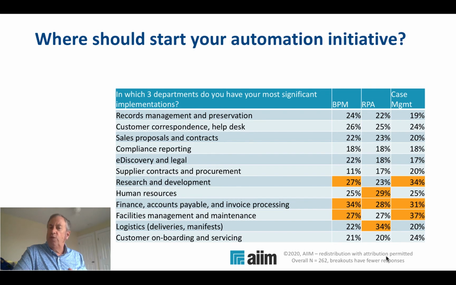So a key question is, where should you start your initiative? And so we asked experienced users, in which 3 departments do you have your most significant implementations? And this is with BPM, Business Process Management, RPA, Robotic Process Automation, and Case Management. And the common answer across all 3 is really interesting. It's finance, accounts payable, and invoice processing.